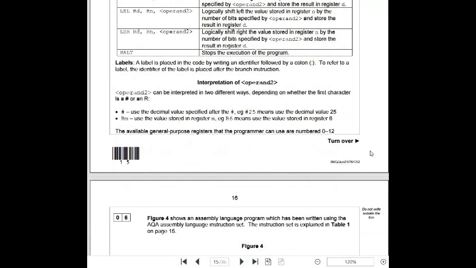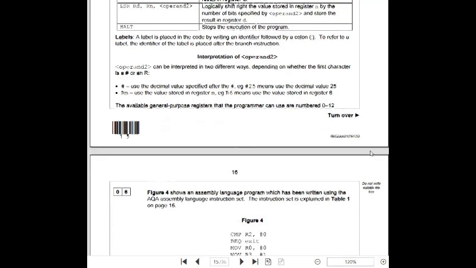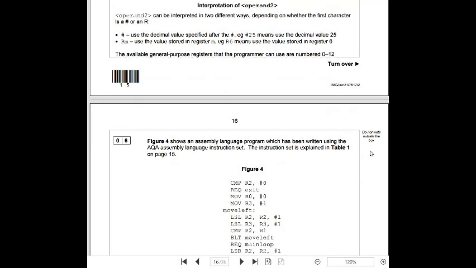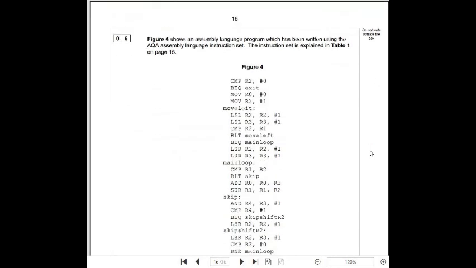A label is placed in the code by writing an identifier followed by a colon. So we've got to refer to the label. The identifier of the label is placed after the branch instruction. To give you an example, operand 2, you can interpret that as a register Rm or a hash with a decimal value specified after it. Rm is a value stored in a register, so R6 is the value stored in register 6.